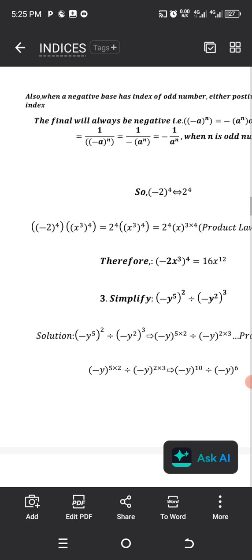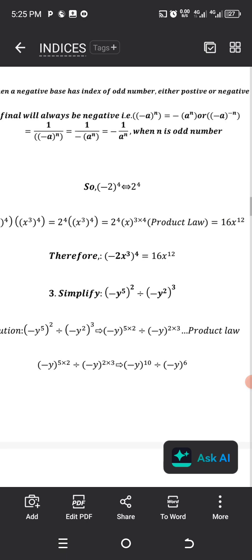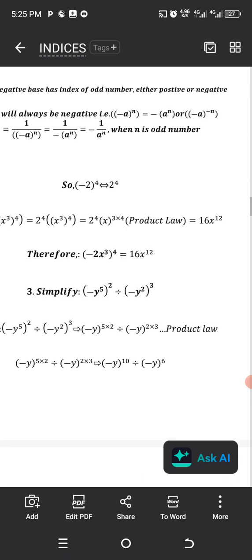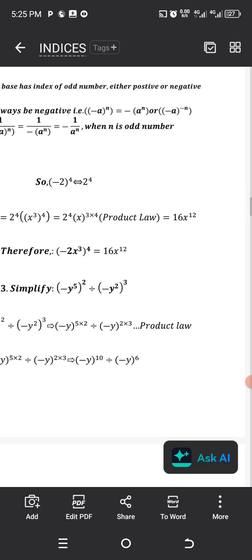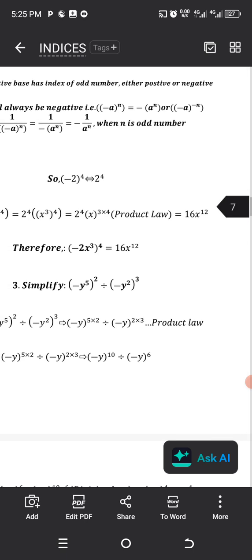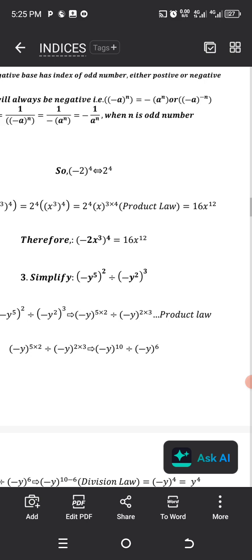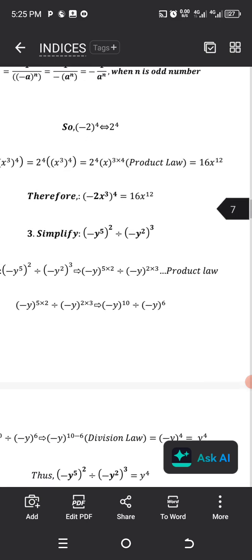And x raised to power 3 inside parentheses, everything raised to power 4, is what? You apply the product rule. That is why you have 2 raised to power 4 multiplied by x inside parentheses, everything raised to power 3 multiplied by 4, which eventually is what? 16 x raised to power 12. Final answer. So your final answer for this expression is 16 x raised to power 12.